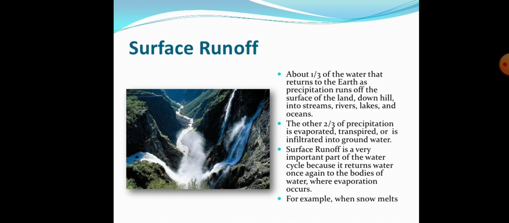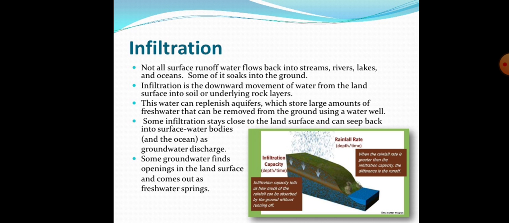So that is the surface runoff water. The next one is infiltration. Not all surface runoff water flows back into streams, rivers, lakes and oceans. Some of it soaks into the ground. That is the infiltration process. Infiltration is the downward movement of water from the land surface into soil or underlying rock layers. This water can replenish aquifers, which store large amounts of fresh water that can be removed from the ground using a water well. Some infiltration stays close to the land surface and can seep back into surface water bodies and the ocean as groundwater discharge. Some groundwater finds openings in the land surface and comes out as freshwater springs.